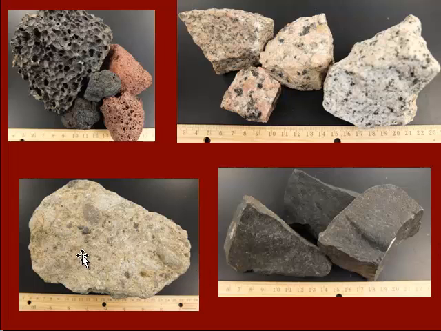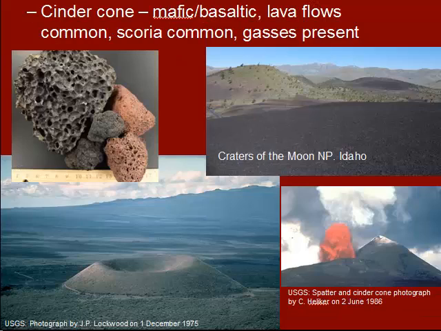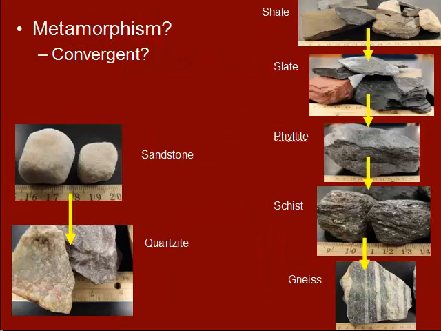Volcanic breccias mean explosive volcanoes. So those rock units, not only the texture but also the composition, can tell us about types of volcanoes that might be present, like shield volcanoes, basalts, low viscosity magmas, cinder cones, gases present, composite volcanoes, very, very explosive eruptions. We can also look for metamorphic rocks.